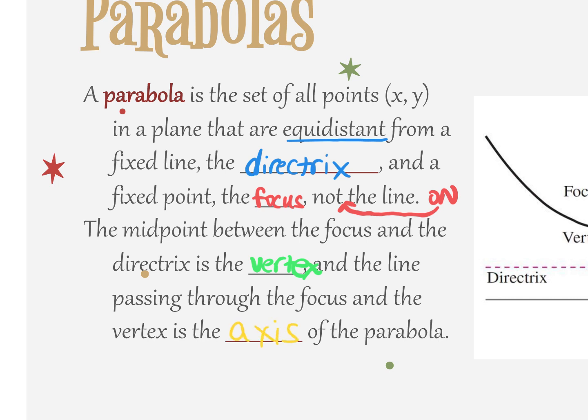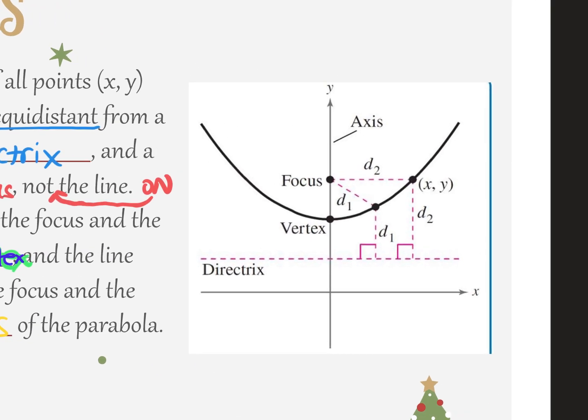All right, so we have our vocab words there. Vertex doesn't look good, so let me do a different color. Is that better? All right, let's look at this picture. We're going to talk about some different things to help you. Guys, look at the axis. What is the axis doing to the parabola? Cutting it in half, right?